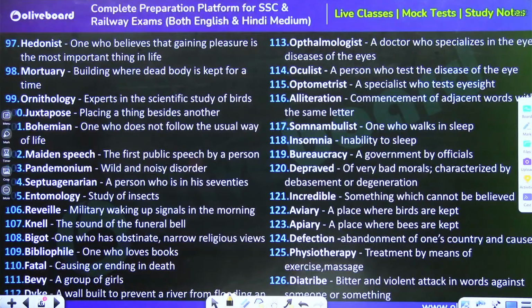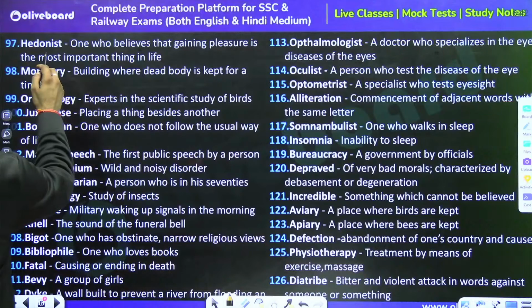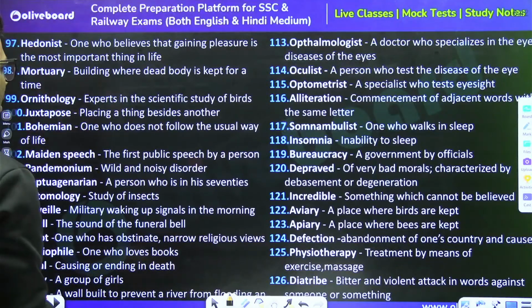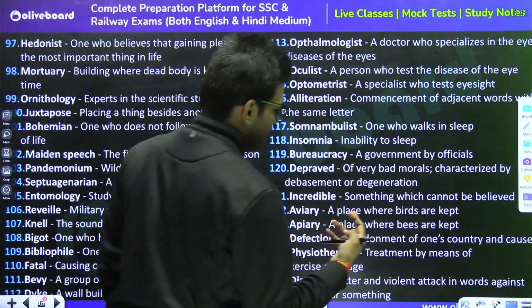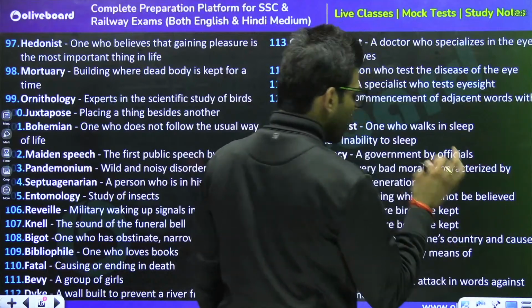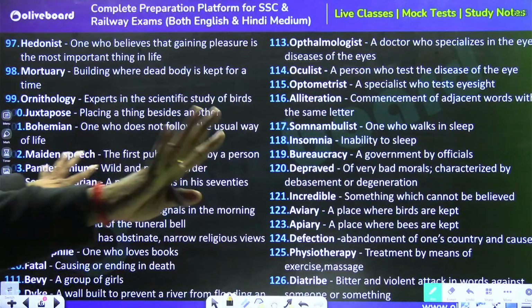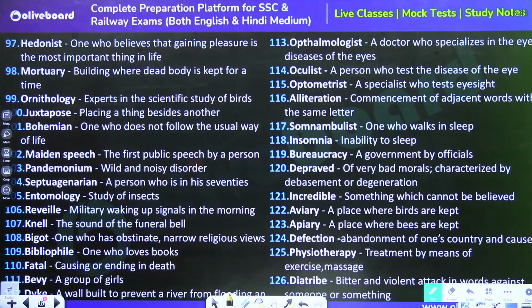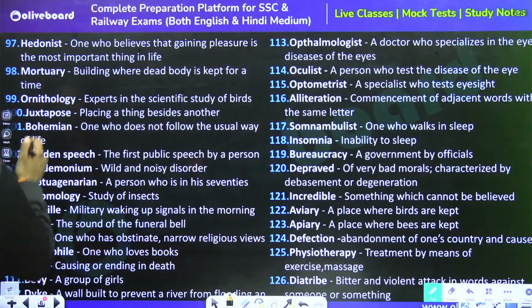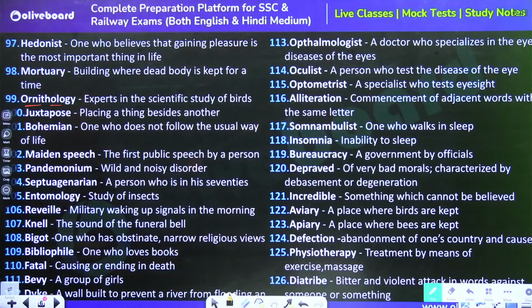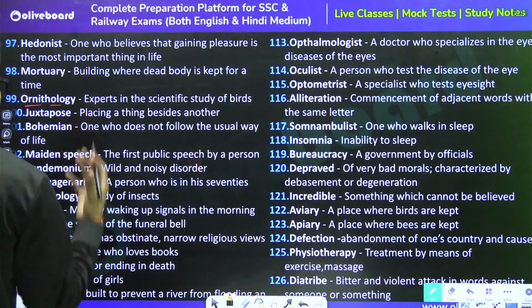Okay, explaining these then. Hedonist, the one who believes seeking pleasure in life is the most important thing. I hope I need not say that in Hindi. The one who believes gaining pleasure is the most important thing in life, nothing else. Mortuary, the building where dead bodies are kept. Ornithology, the scientific study of birds. Technical words we have to remember, there are many.